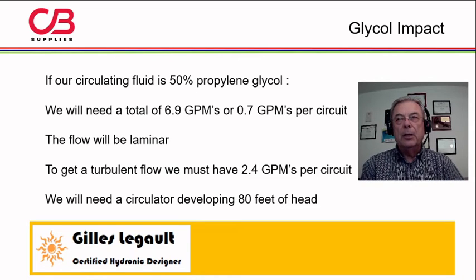And to get that turbulent flow, in that same floor, I have now to go to 2.4 GPMs per circuit. That is a major impact because we will now need a circulator to develop 80 feet of head. Well, as you all know, that type of circulator is difficult to find on the market. So changes would have to be made to the design, either the diameter of the pipe or the number of circuits in the floor and so on.